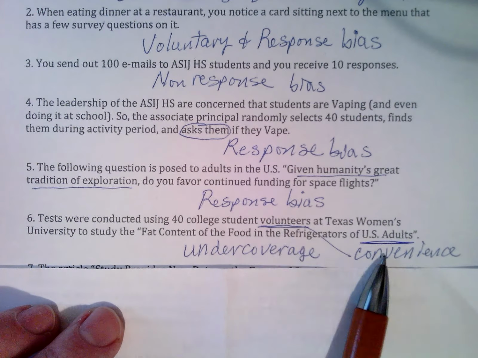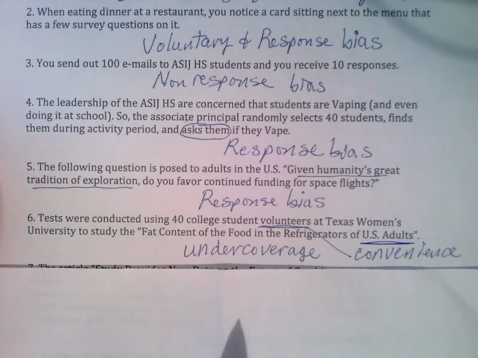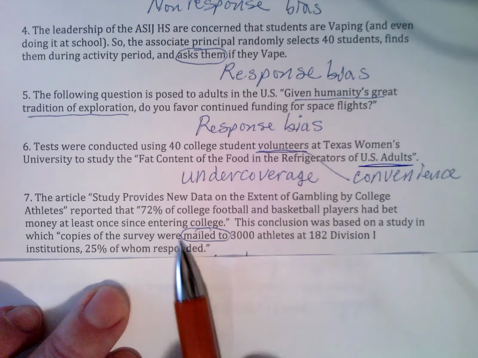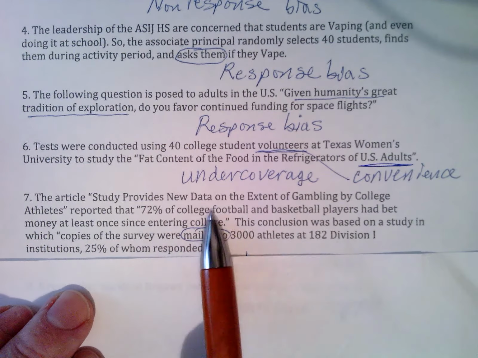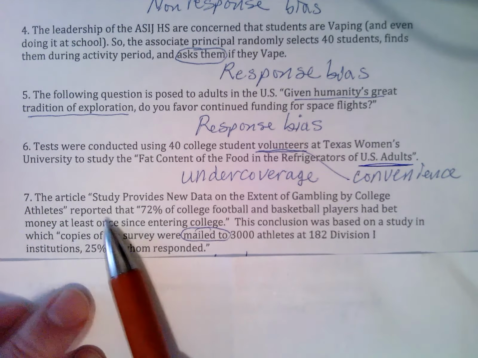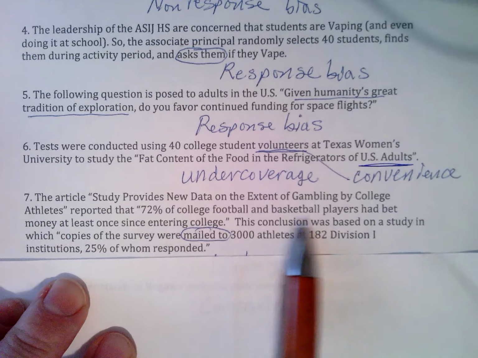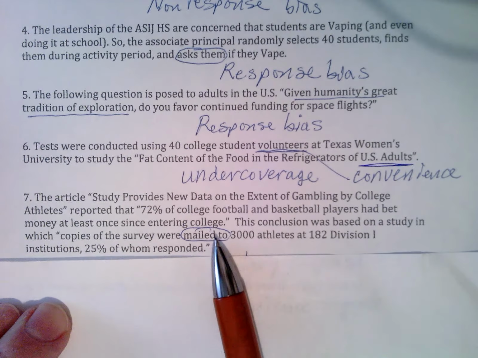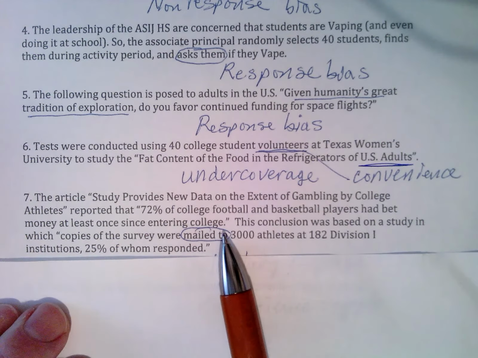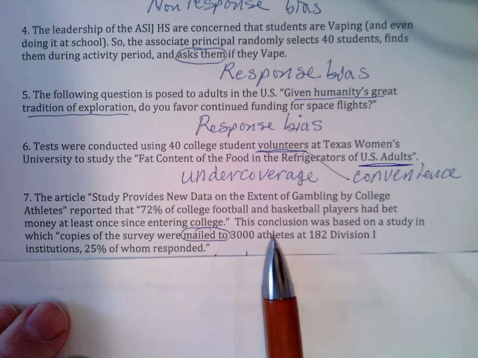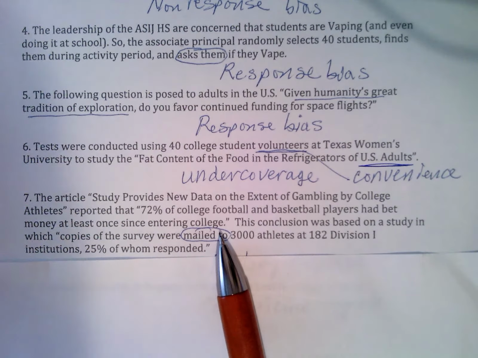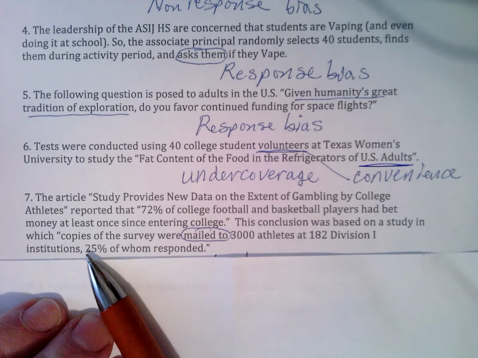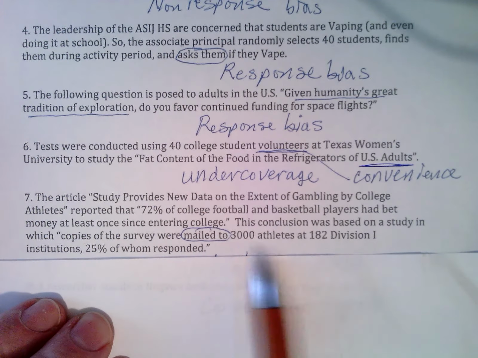Number 7, the article study provides new data on the extent of gambling by college athletes. It reported that 72% of college football and basketball players had bet money at least once since entering college. They're worried about like people throwing a game, or maybe, you're not supposed to bet on yourself, right? Because then you could influence how you play the game. But anyway, this conclusion was based on a study in which copies of the survey were mailed to 3,000 athletes at 182 Division I institutions. 25% responded. So we got some problems. 25% only responded. So, that's a non-response bias.